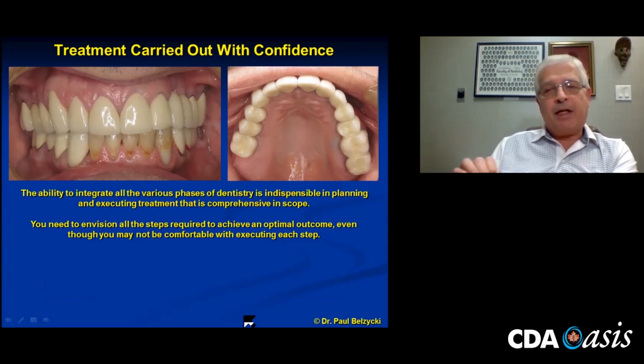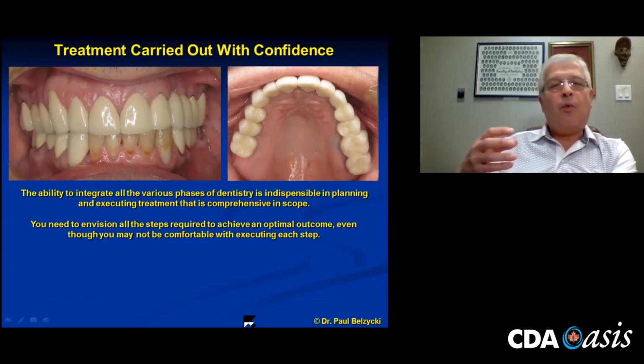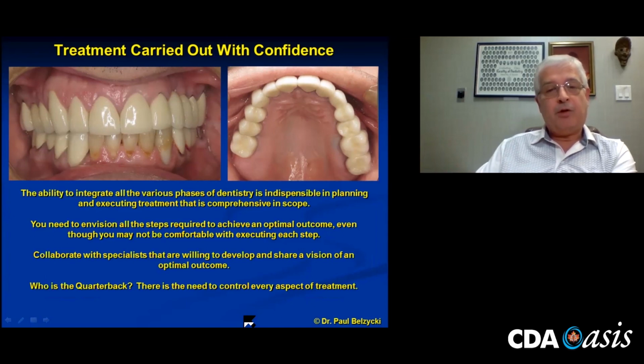Work with somebody that you can share a vision with, that you can say, this is what I'm working towards. What do I need to do? How can you help me? And have good communication. That's very key. So collaborate with specialists that are willing to develop and share a vision of an optimal outcome, because not everybody is. And finally, who's the quarterback?